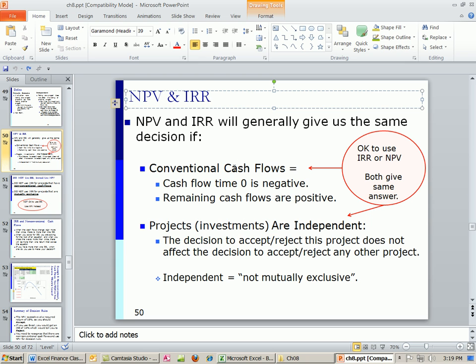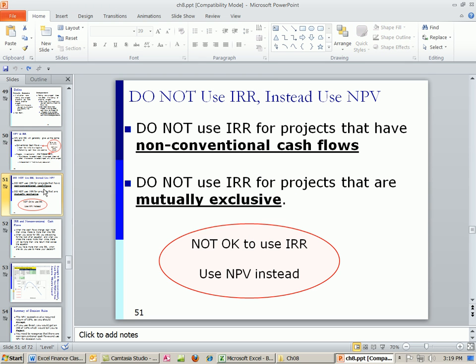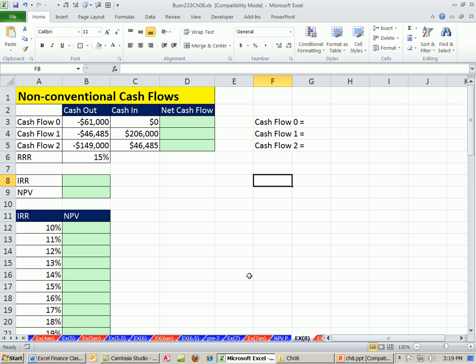So in this video, we're going to talk about non-conventional cash flows. And the rule is, do not use the IRR for projects that have non-conventional cash flows, and do not use IRR for projects that are mutually exclusive. Not OK to use IRR. Use NPV instead. Let's look over in Excel at our non-conventional cash flows.